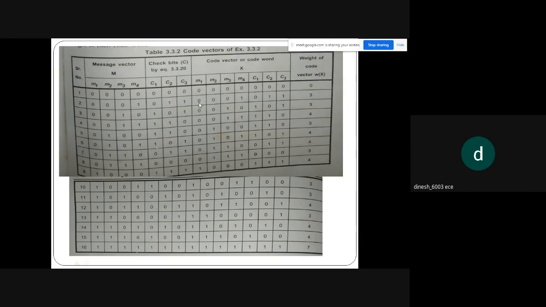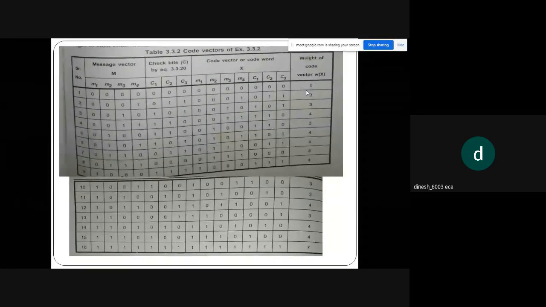See the code vectors. Just concentrate on the code vectors with the combination of M1, M2, M3, M4, C1, C2, C3. See this for serial number 1. See how many ones are present. There are no ones, so here we'll keep it as 0. The concept is that the presence of non-zero elements should be counted. That will give the weight of the code vector.